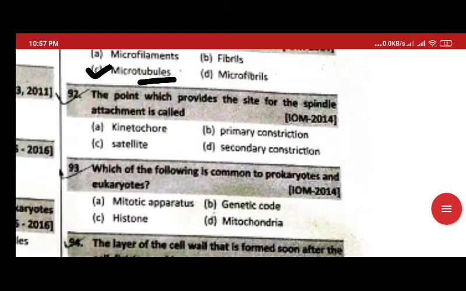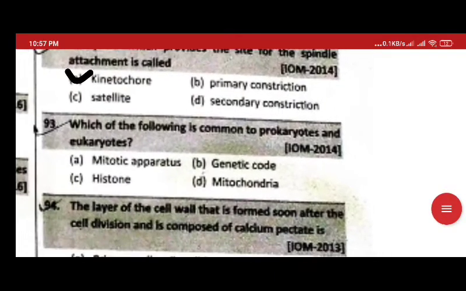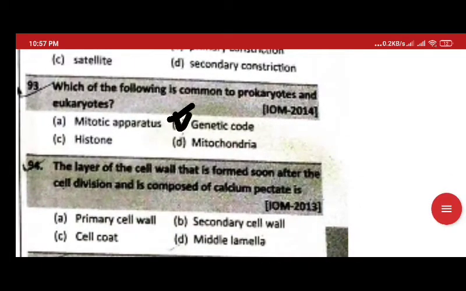Now the point which provides the site for the spindle attachment. So spindle attachment is kinetochore. So A is right. Now 93 is common to both. So both we have what? We have genetic code, 93 B. B is right.